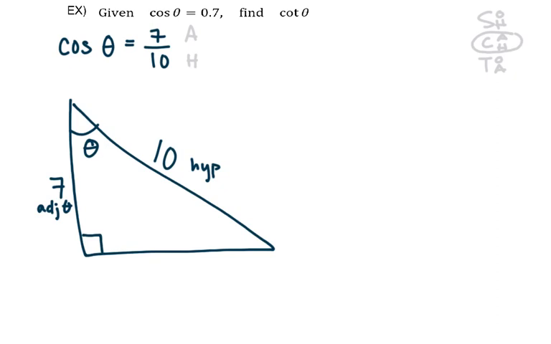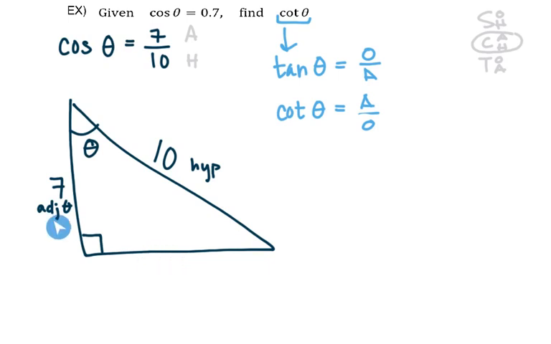Now, we're being asked to find cotangent. Cotangent is the reciprocal of tangent, and tangent I know because I've stored it. Tangent theta is opposite over adjacent. That means cotangent theta is adjacent over opposite, right? Because those are the reciprocals of each other. So we're still looking at theta. I know my adjacent side, but I need my opposite side. How am I going to find that opposite side?